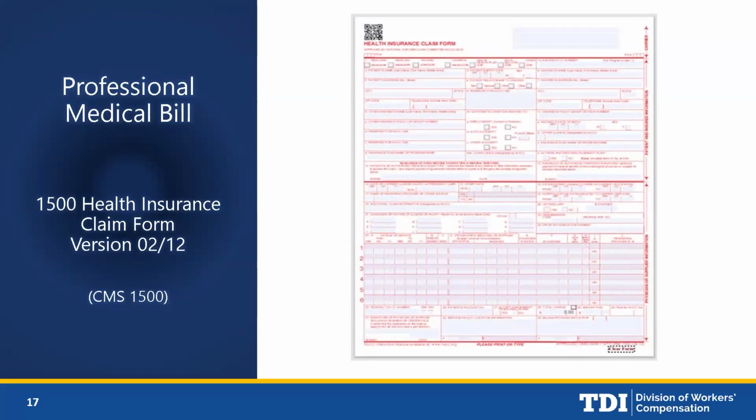This image here is of the CMS 1500 or HCFA version 212, which is the correct version which a healthcare provider is required to use per Rule 133.10. It is used for professional billing and ambulatory surgical center or ASC billing.